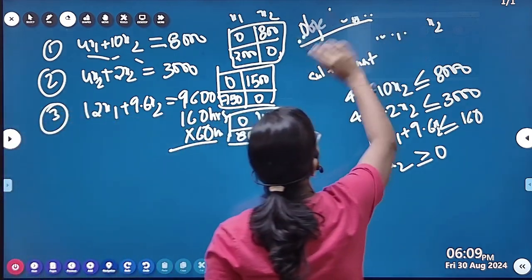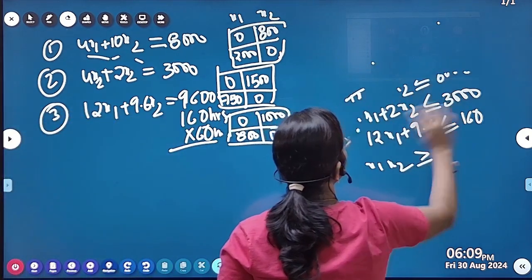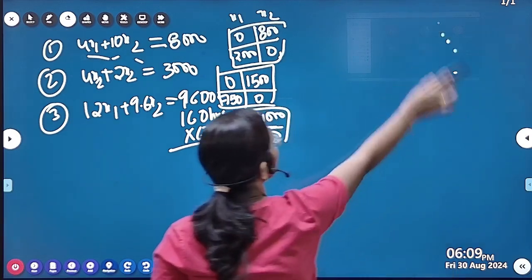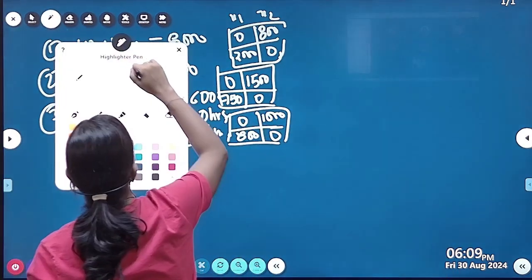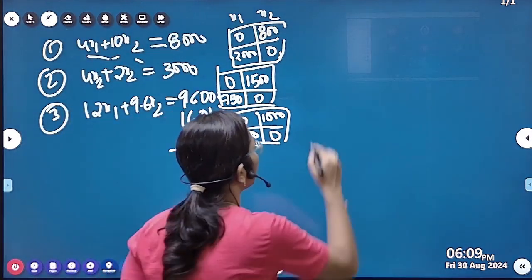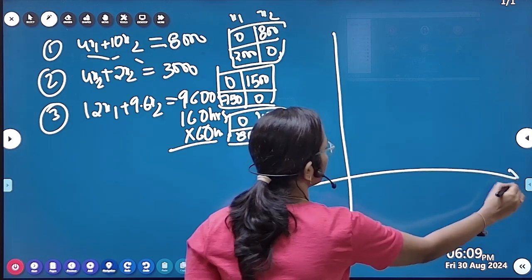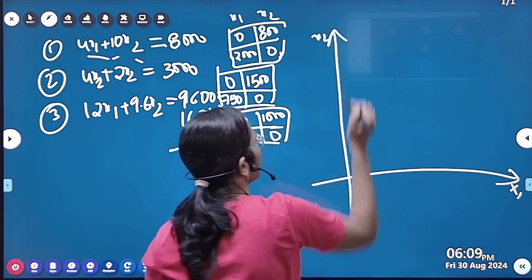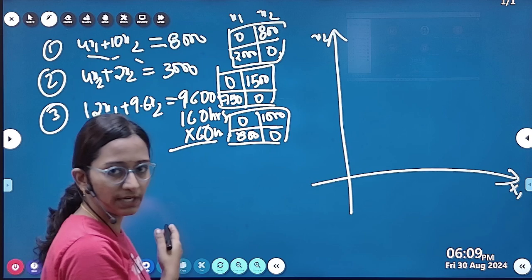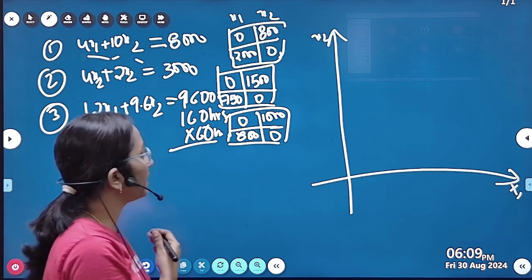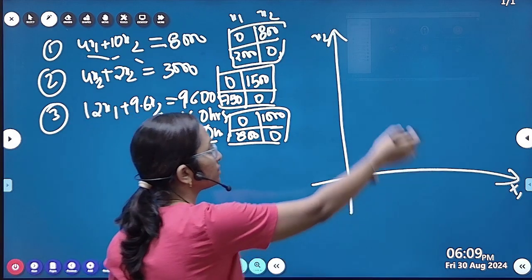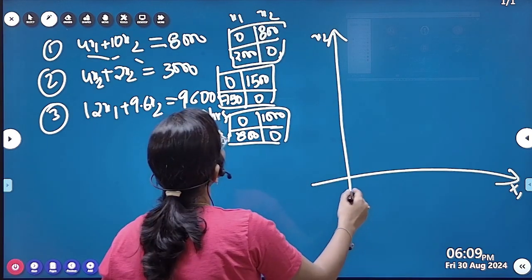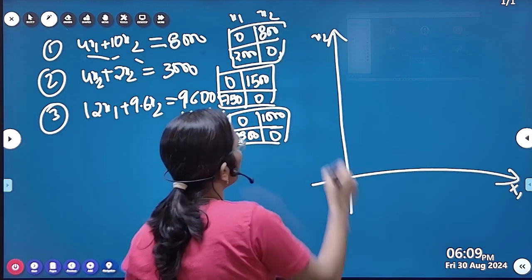I will erase this. Now we need to plot these x1 and x2 points on the graph. So this is the x axis and y axis, right? Like x1 and x2, we can take x or y also. In x1, x2, x3 we have taken, but we can take x, y, z also. Let us take x1 and x2. So tell me the point. Here x1 is 0, so the point is 0, 800.